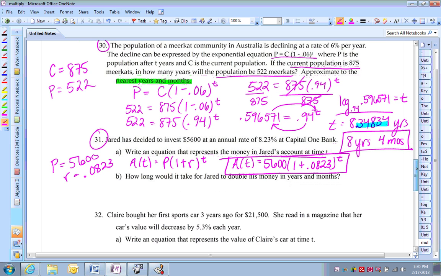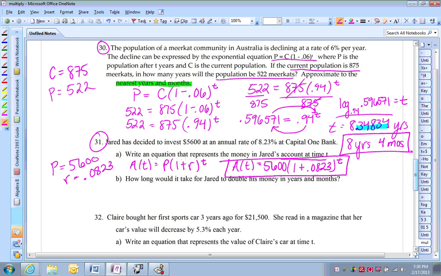Now in part B, they're asking us how long it would take for Jared to double his money in years and months. So if he invested originally $5,600, doubling that amount would be multiplying it by 2. And when you double 5,600, you end up with 11,200. So they want to know how long it is going to take Jared to get $11,200 in his bank account.